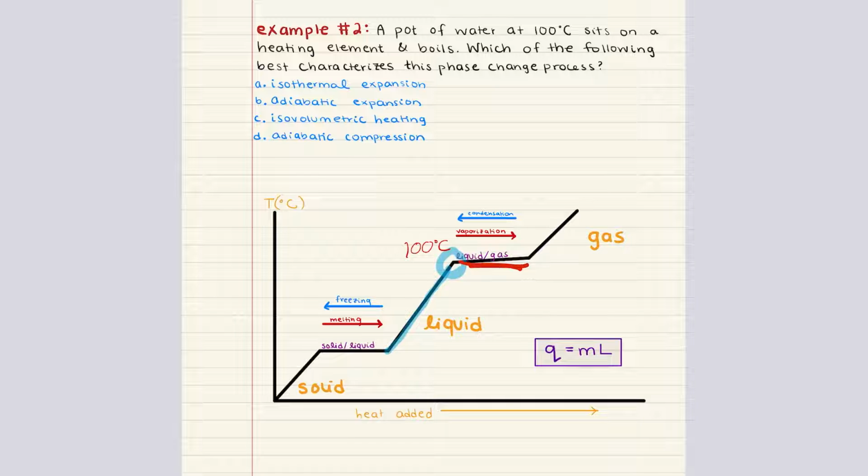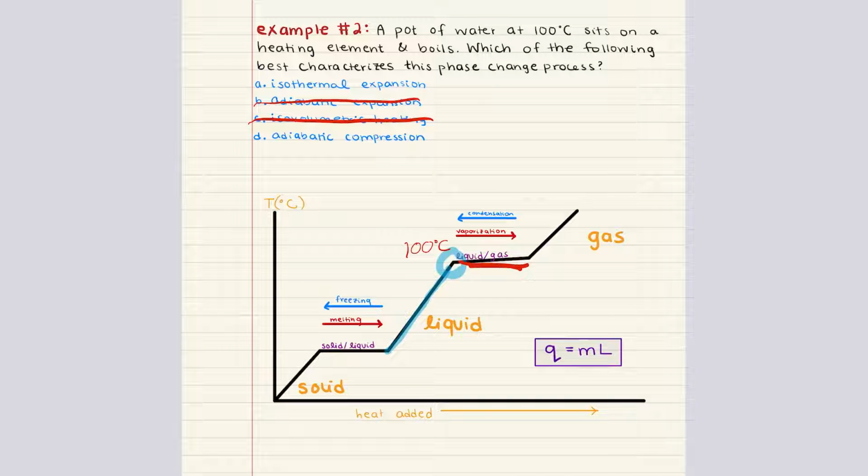Answer choice B says adiabatic expansion. Now, if you remember, adiabatic means that this process is occurring without any heat exchange with the surroundings. This doesn't fit boiling because heat is being added to the water. So we can go ahead and eliminate this answer choice. Answer choice C says isovolumetric heating. Now, this is a process that occurs at constant volume, and this isn't relevant to boiling because the water expands into steam. So this is also incorrect, and we can go ahead and eliminate that answer choice.